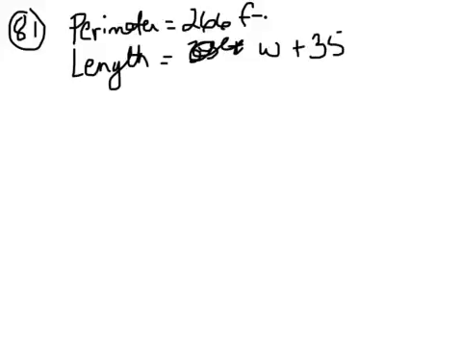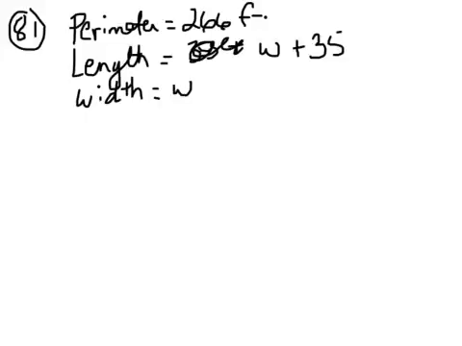Remember, more than tells me a good variable to choose, and usually we choose what comes after the more than, and so width comes after the more than, so it's a great variable to choose. Now the thing about it is that the length is width plus 35. We could just call the width W, and that way I've got one variable now.